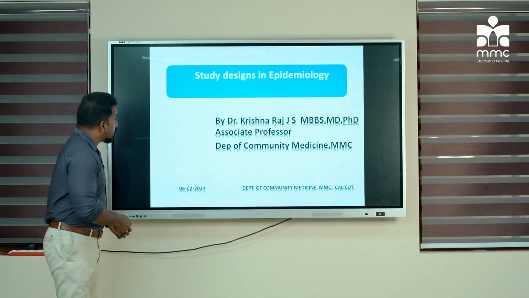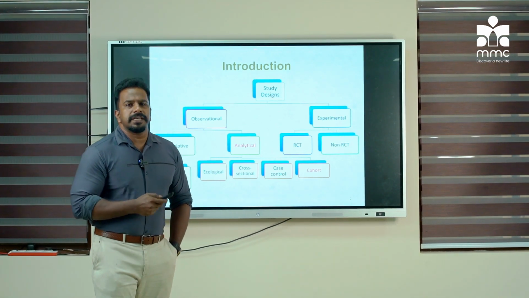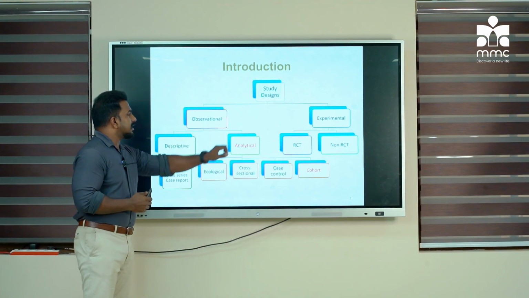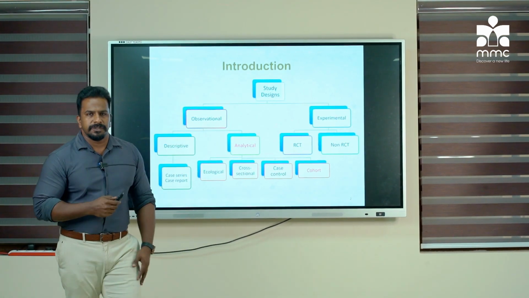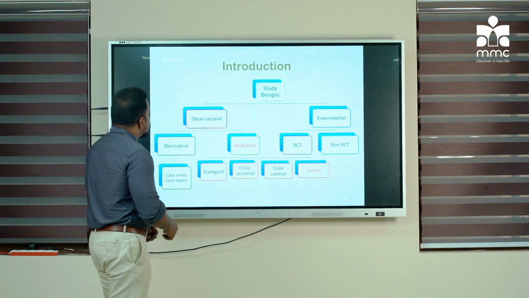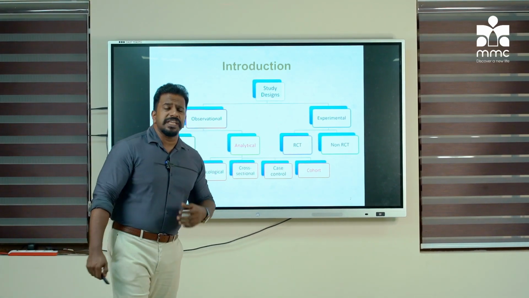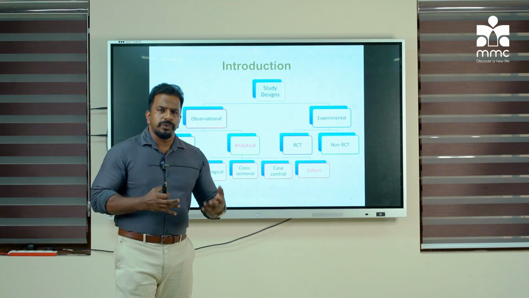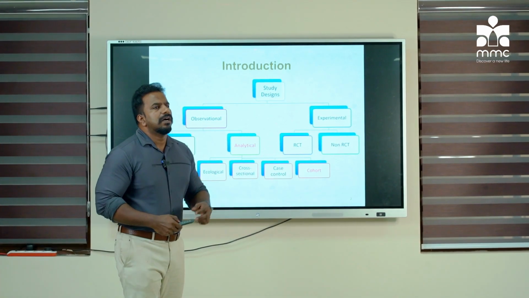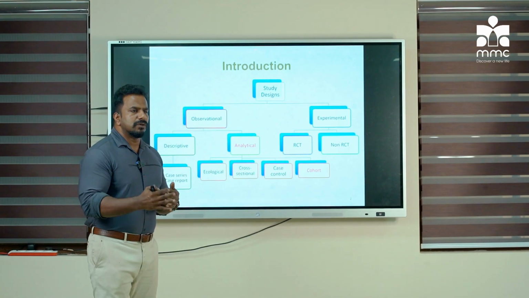So today we will be discussing study designs, and in our medical field we will mostly be dealing with two classical study designs: observational and experimental. Under observational, an investigator will be observing things. The researcher or investigator will not intervene, he will just observe what is happening. The classical example is smoking and lung cancer, like how smoking causes lung cancers.